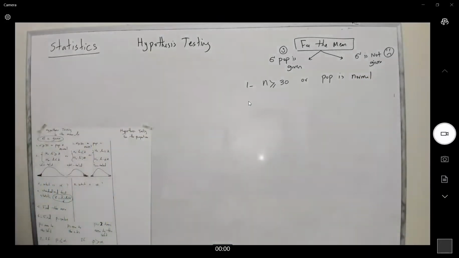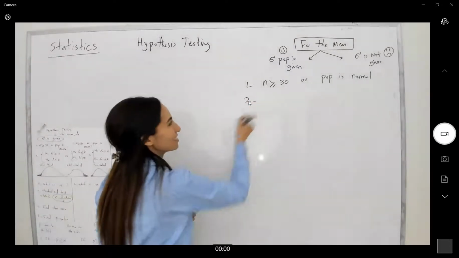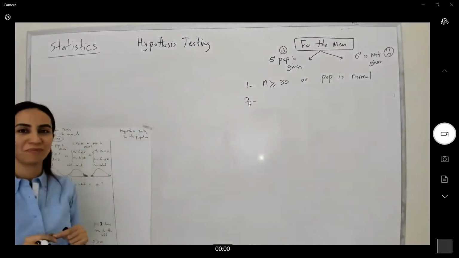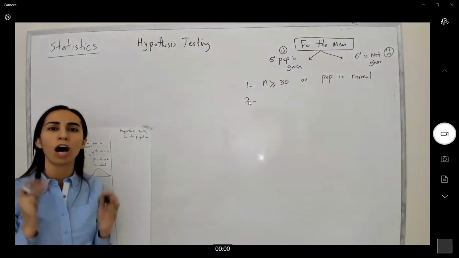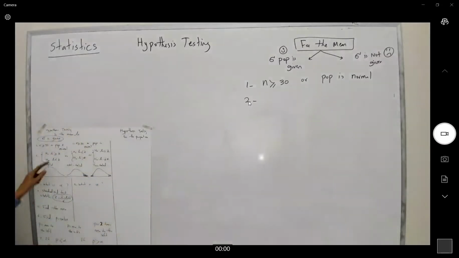What would be the second step? Class, I'm waiting on you. Find which categories. Very good, very good. Identify the type of hypothesis that you have.